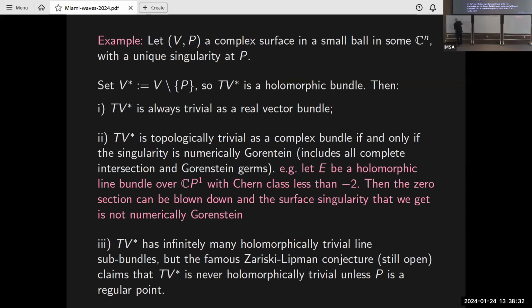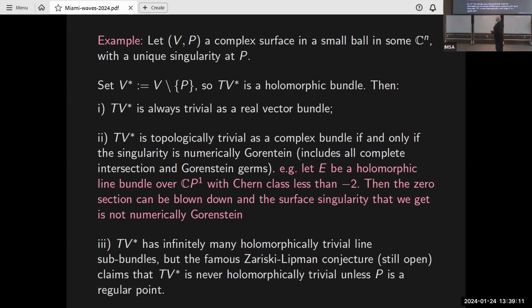Then in that case, you have E, you have S embedded as the zero section, and the condition I impose on the negative self-intersection tells you that you can blow down S analytically and get a complex surface with an isolated normal singularity. Okay, so take one example of a surface with an isolated singularity. Now remove the singular point, so we look at it as a complex two-dimensional manifold.